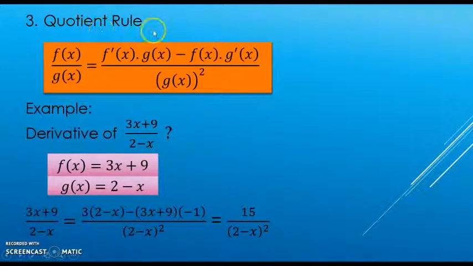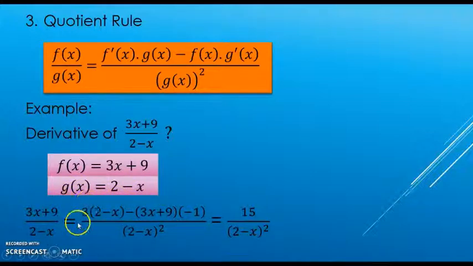Third is the quotient rule. For the quotient rule, the derivative of fx divided by gx equals the derivative of fx times gx minus fx times the derivative of gx, divided by gx power of 2. Let's see the example. The derivative of 3x plus 9 divided by 2 minus x equals, so here we can see fx equals 3x plus 9 and gx equals 2 minus x.